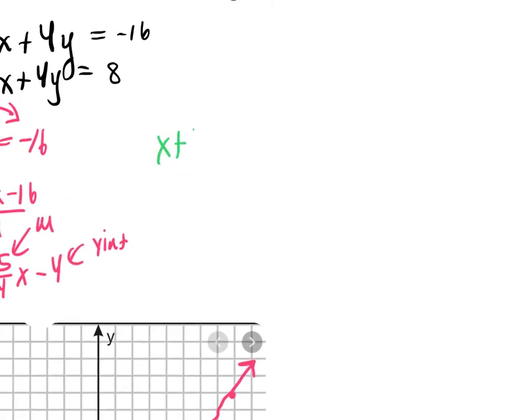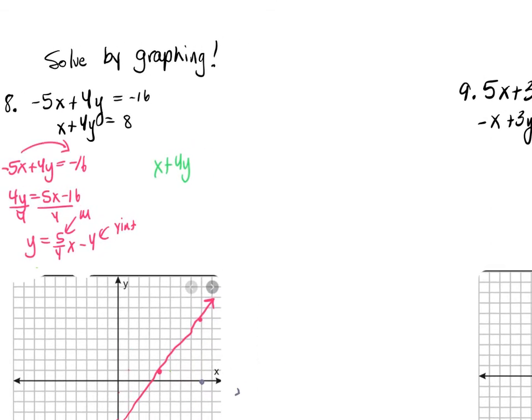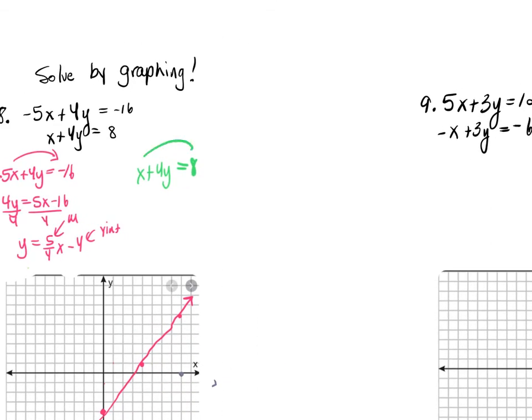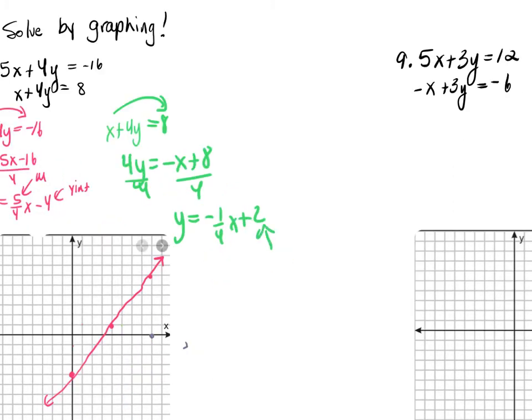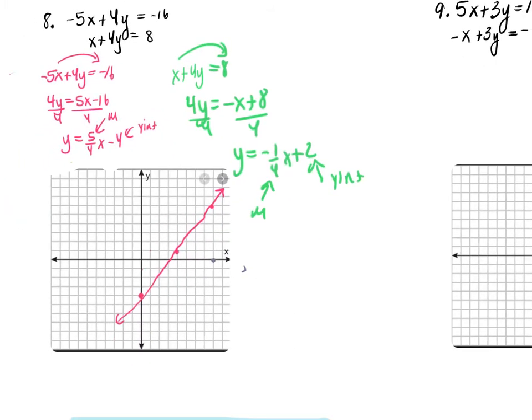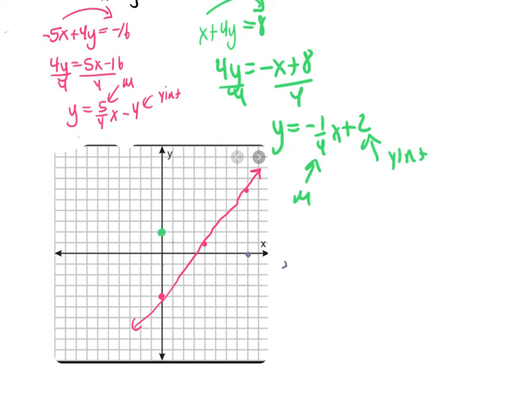My second line, I have x plus 4y equals 8. So move the x to the other side. I have 4y equals negative x plus 8. Divide by 4. And you have y equals negative 1 over 4x plus 2. So your y-intercept is at 2. And your slope is negative 1/4. So I have a dot at 2. And my line is going to go downwards. So I'm going to go down 1 and over 4. Up 1 and over 4. And connect my dots.